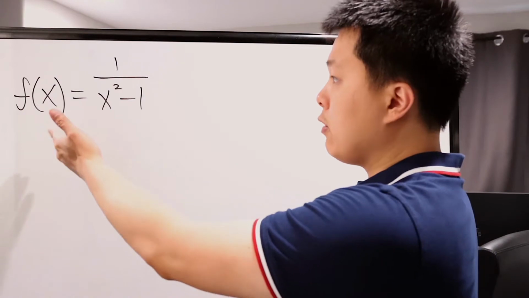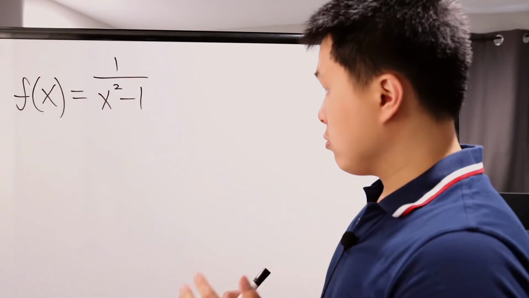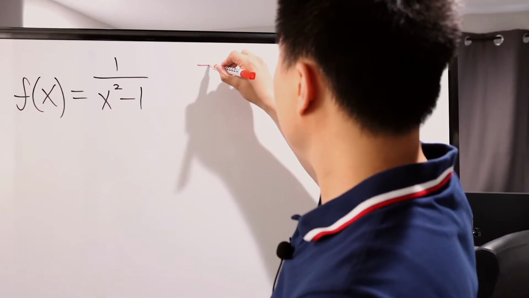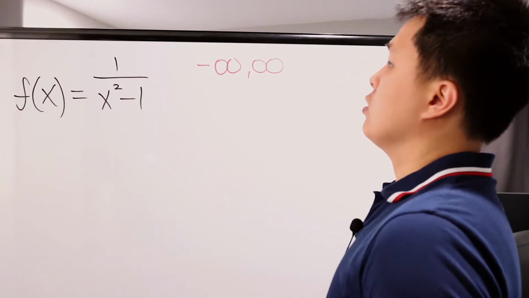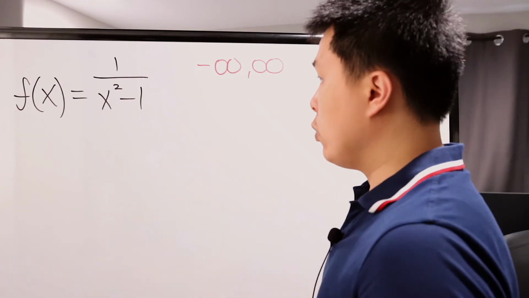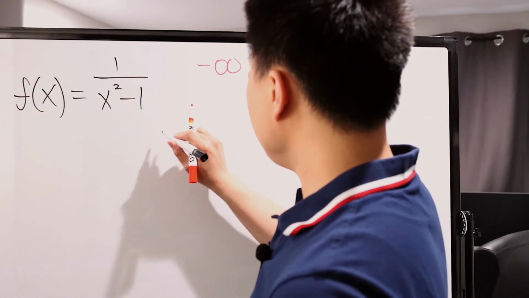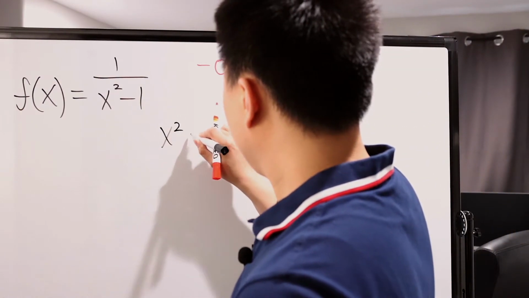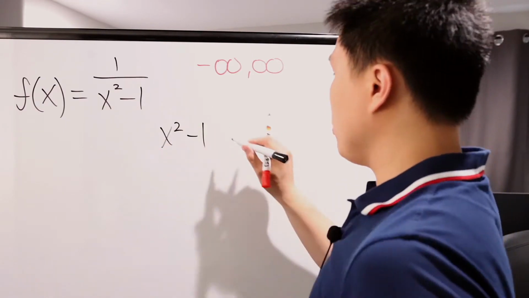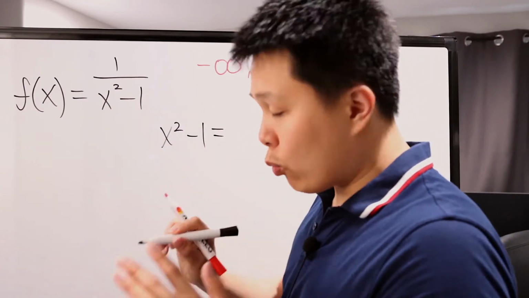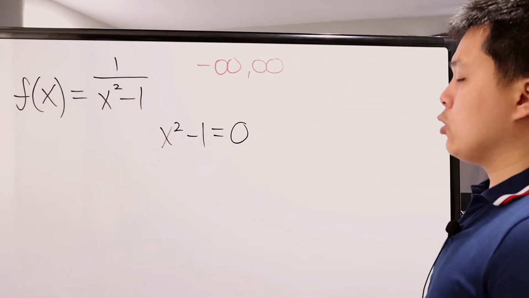Here we have f of x equals 1 over x squared minus 1. Once again, assume all numbers work, then start taking numbers out that do not work. Here is a fraction. We don't want the bottom to be 0. So let's focus on the bottom. The bottom is x squared minus 1. We're going to find out what number for x would make this 0, because those are the numbers we do not want to include. So x squared minus 1 equals 0.